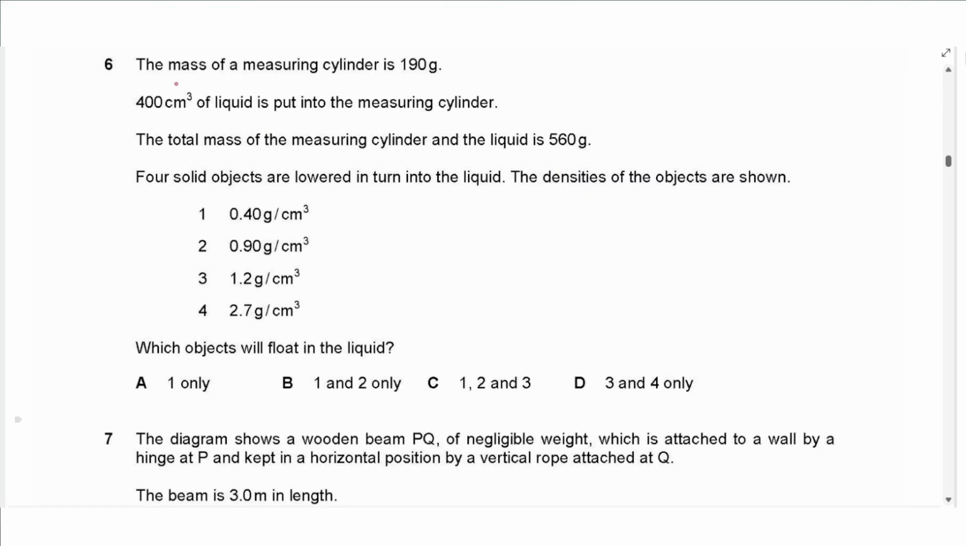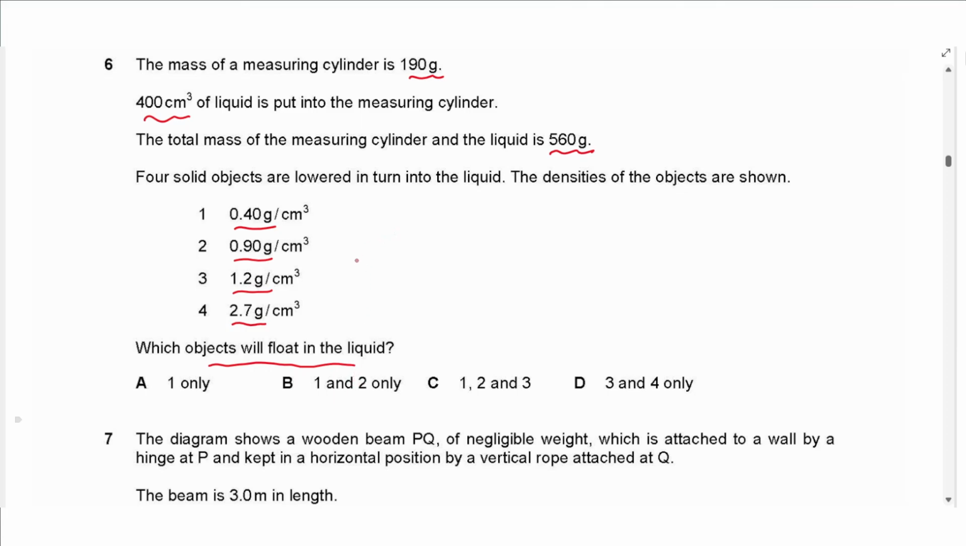Question 6 says the mass of a measuring cylinder is 190 grams. 400 centimeter cubed of liquid is put into the measuring cylinder. The total mass of the measuring cylinder and the liquid is 560 grams. 4 solid objects are lowered in turn into the liquid. The densities of the objects are shown. One has density 0.4, 0.9, and the others have 1.2 and 2.7 grams per centimeter cubed. And we are required to know which objects will float.